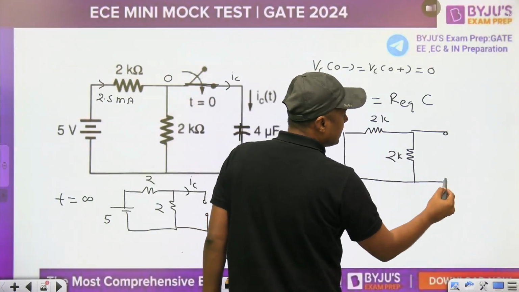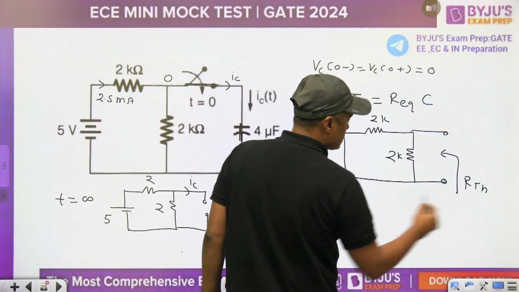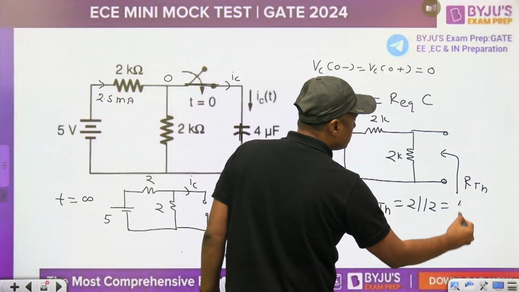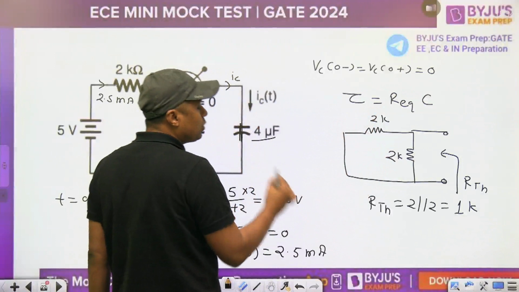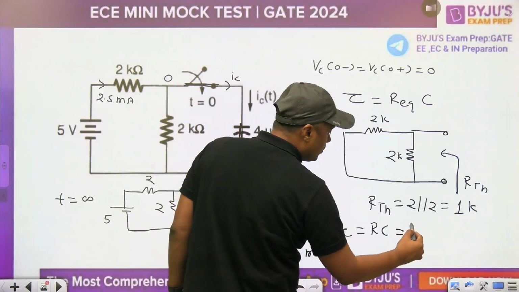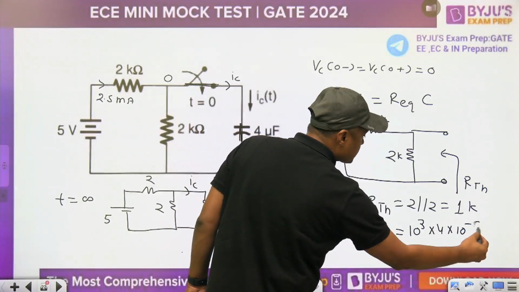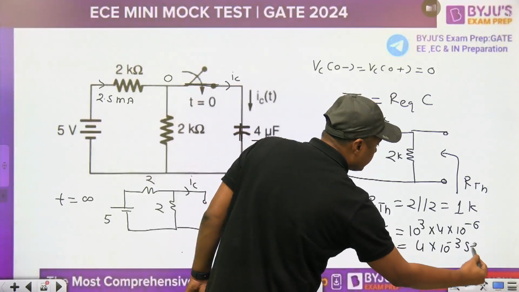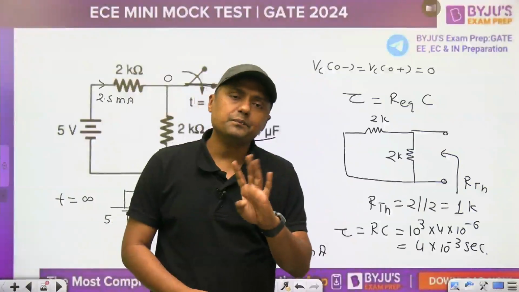So what is the Thevenin's resistance across the capacitor? That is 2 parallel with 2, 1 kilo. And therefore, what is the time constant? What is the value of the C? 4 microfarad. RC, it is in kilo, 10 to the power 3, 4 into 10 to the power minus 6. It will become 4 into 10 to the power minus 3 second, or 4 millisecond.